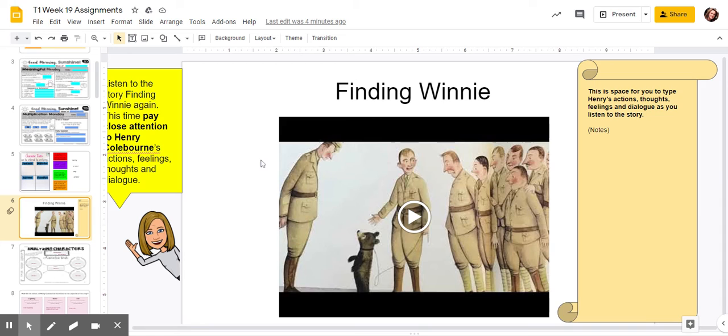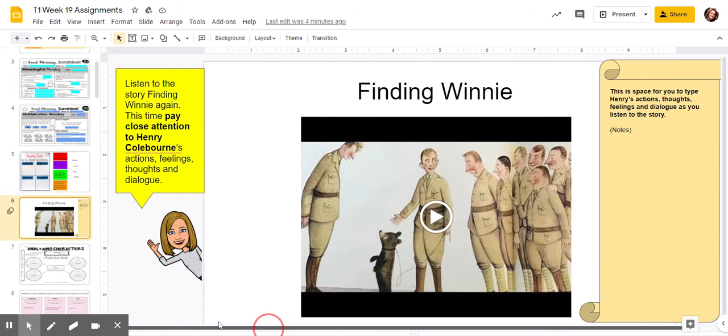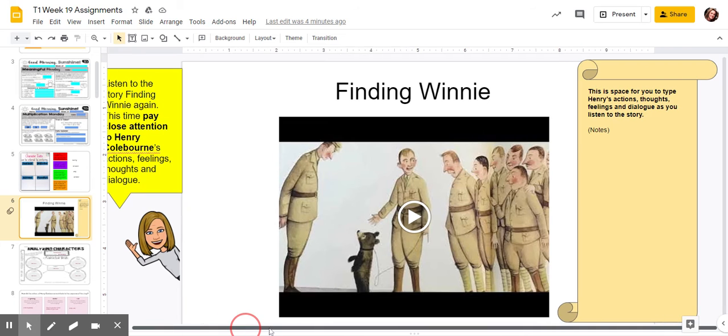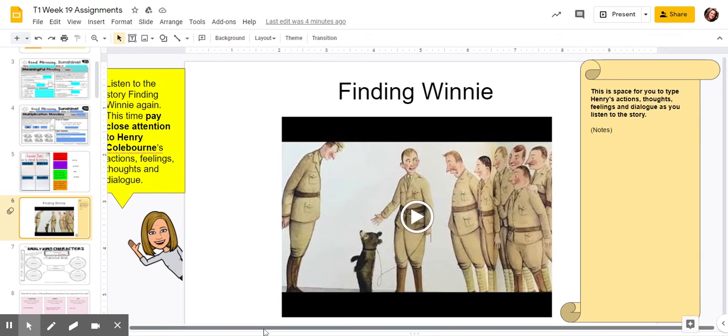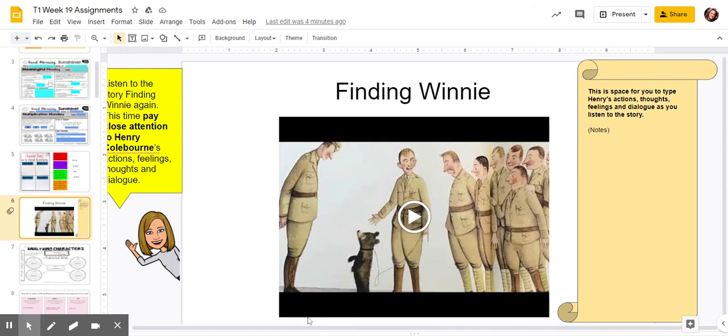Even if you, which I hope you did, listened to Finding Winnie last week, listen to it again so it's really fresh in your head, because you are going to be paying close attention to Henry Colburn, the main character in the story. I want you to pay attention to his actions, things he does, his feelings, his thoughts, and his dialogue, what he says out loud.